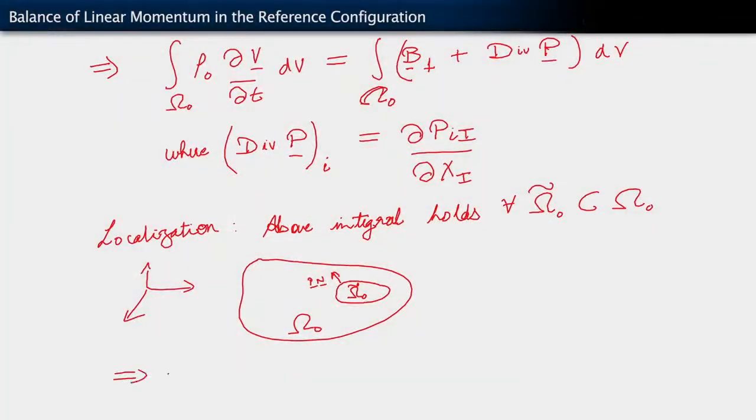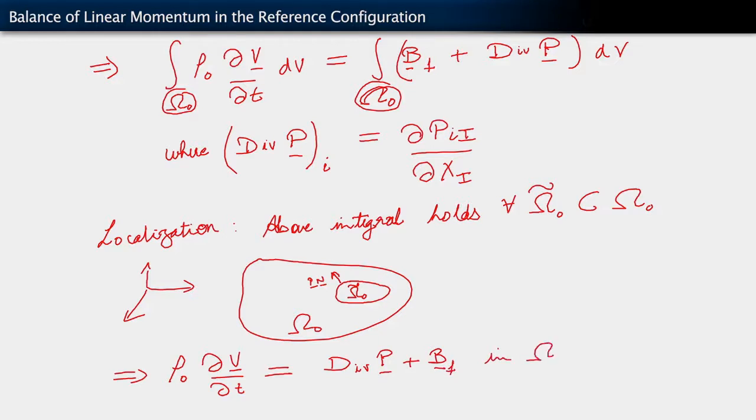What that implies is that we have this form holding. When we put all of this together in a single integral, because the limits of integration are all omega naught, we invoke this idea of localization. It says that the integrands have to all cancel out. So I'm just going to rearrange this: the reference divergence of P plus the body force per unit reference volume in omega naught cross the time interval. All quantities here are defined on the reference configuration.